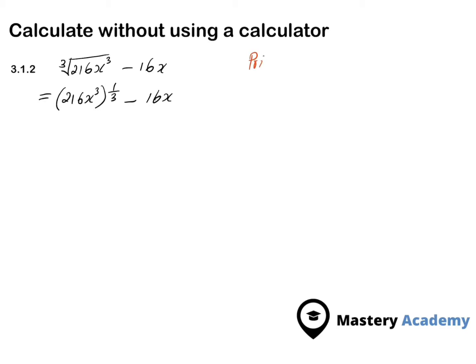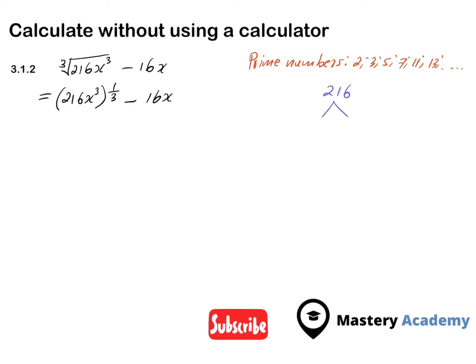Let's look at prime numbers. We have 2, 3, 5, 7, 11, 13, and so on. So we'll try and break 216 into its prime form. So here's our 216, and then we break it down. 216, you get it by multiplying 2 by 108. So you basically say 216 divided by 2, you get 2 times 108. So 2 times 108 gives us 216.